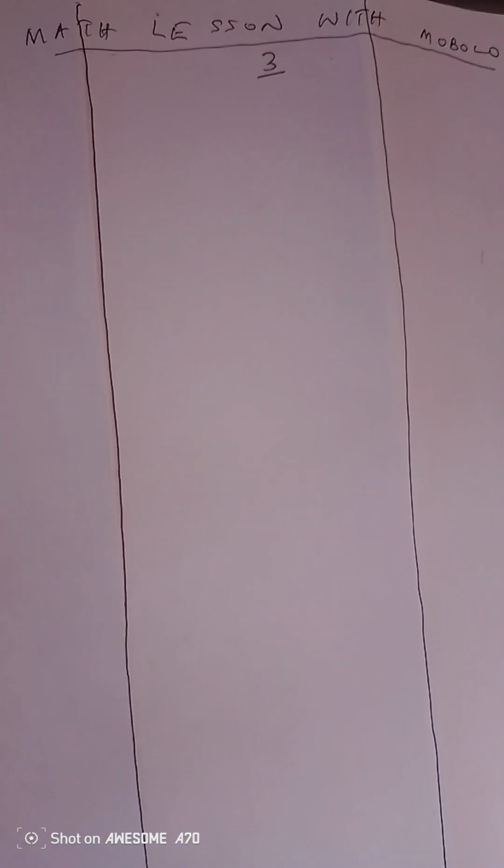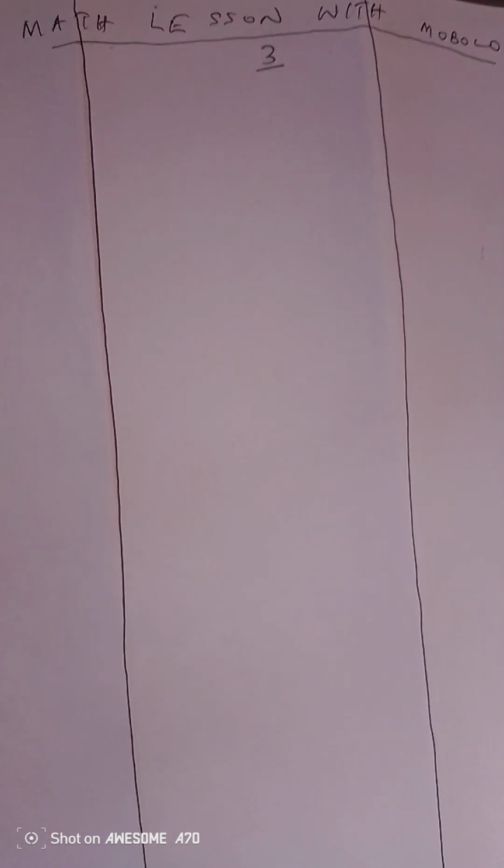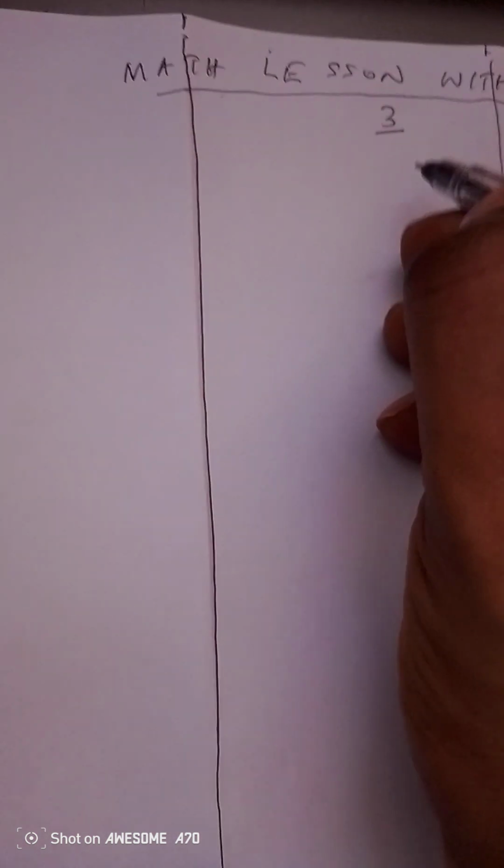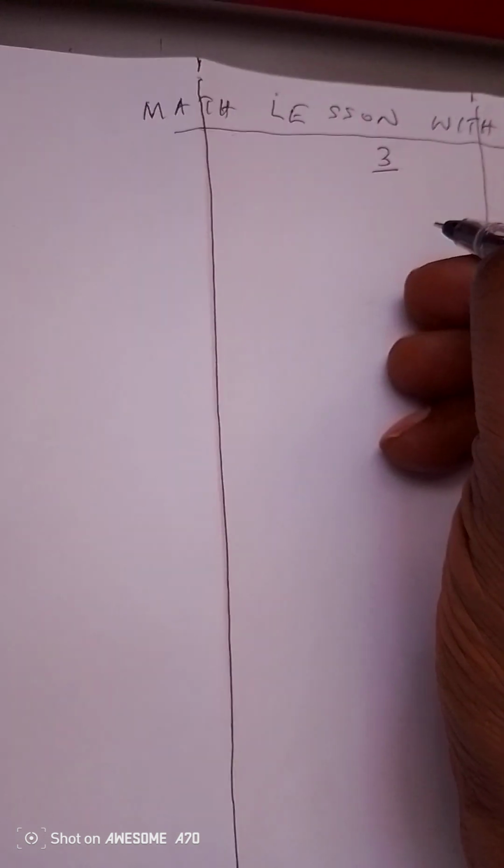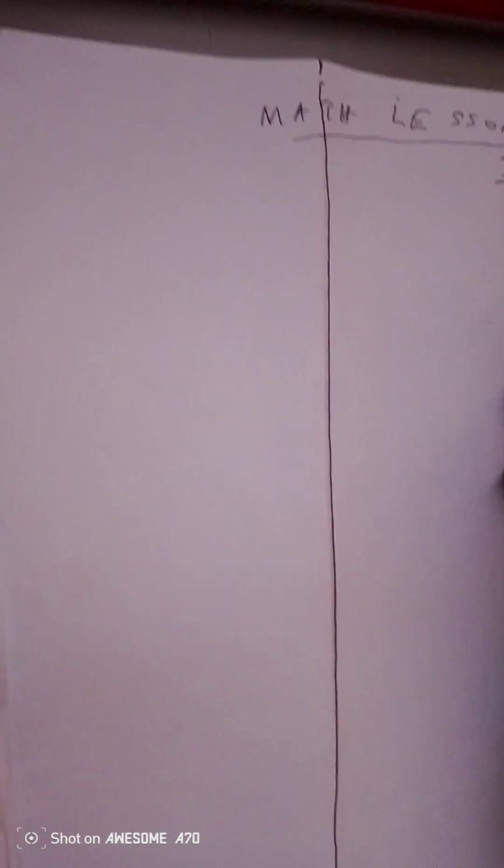If you had followed me on lesson number 1 and lesson number 2, in lesson number 1 we looked at a formula we can use to multiply numbers that end with 7. And in lesson number 2 we went a step further to look at other numbers, and a formula you can use to easily multiply such numbers. I won't go into details on that. Watch my Math Lesson with Mobolo, lesson 1 and lesson 2 to know more about that.